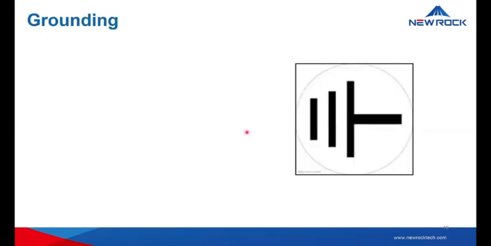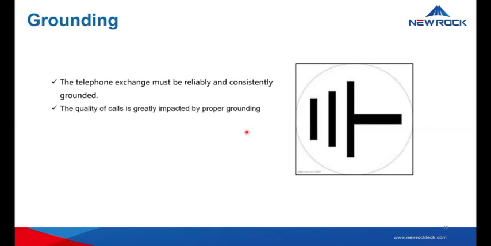Okay, so here is the grounding part. It is very necessary that the telephone exchange is consistently grounded. Why? Because call quality is really impacted by proper grounding, especially for the FXO ports, where it will cause some noises. So proper grounding is really necessary and very helpful. Aside from that, it also gives protection and safety to the staff and the technical guys.